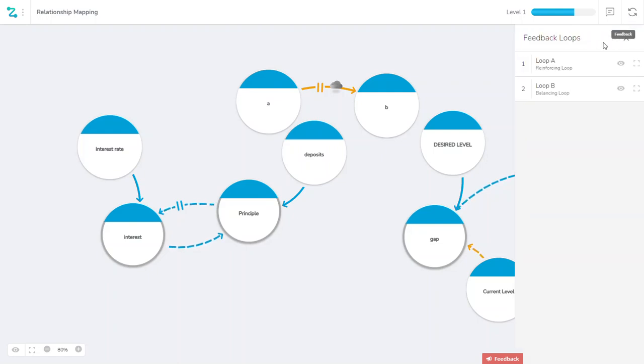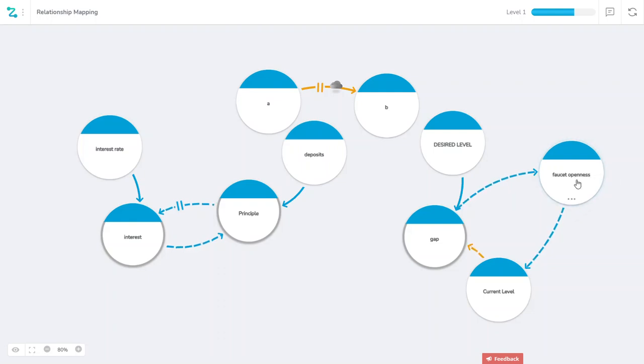Now, notice that it also identified the fact that there was another loop here. If you look at it, it says that this is a balancing loop, and we can rename these and change the order of them as we see fit. But what it says is that the more open the faucet is, the faster the level increases, and as the level increases, the gap gets smaller, and as the gap gets smaller and smaller, we begin to close the faucet. The current level approaches, and when it finally reaches the desired level, we end up closing the faucet, and there is no more flow.